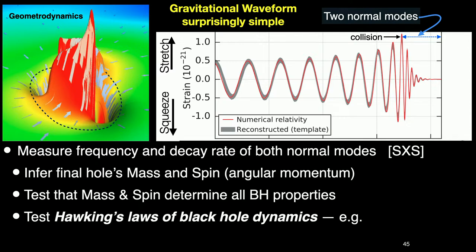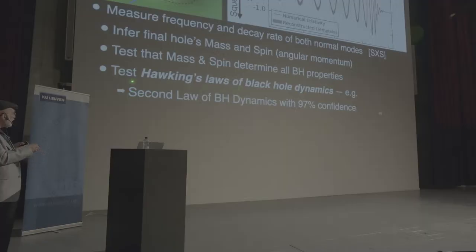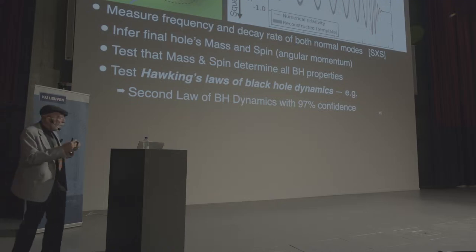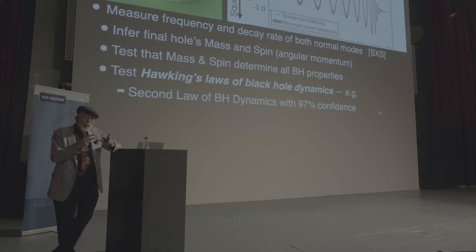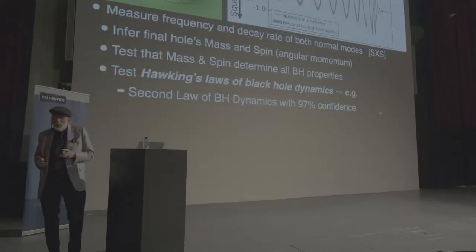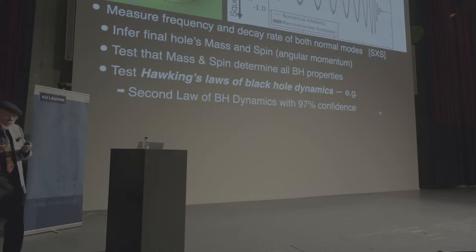There's also a testing of Stephen Hawking's laws of black hole dynamics, particularly his second law of black hole dynamics, which says that the surface area of the final black hole, of its horizon, should be bigger than the sum of the surface areas of the two initial black holes. So this surface area of a black hole is really its entropy in disguise, and this is the second law of thermodynamics in disguise. And in fact, to a 97% accuracy, this has been verified from a very careful combination of computer simulations and observations on that first black hole collision. And so it's really quite impressive what can be done by the combination of computer simulations, solving Einstein's equations on a computer, with the observations.